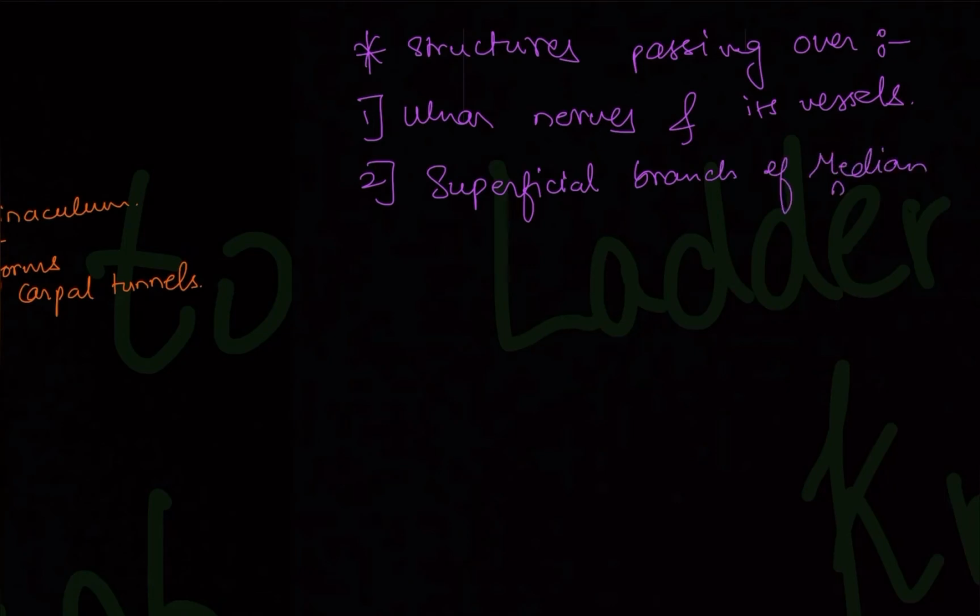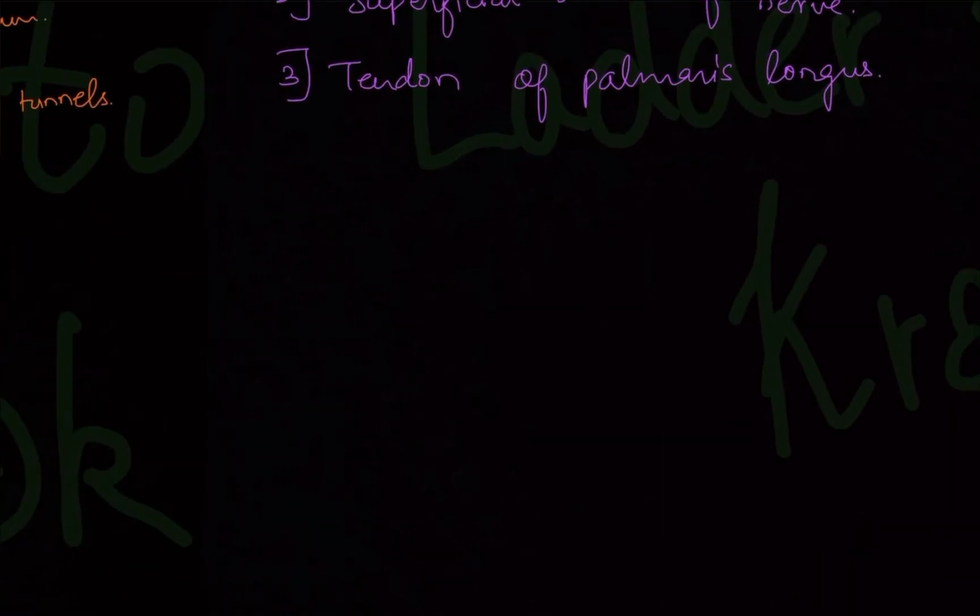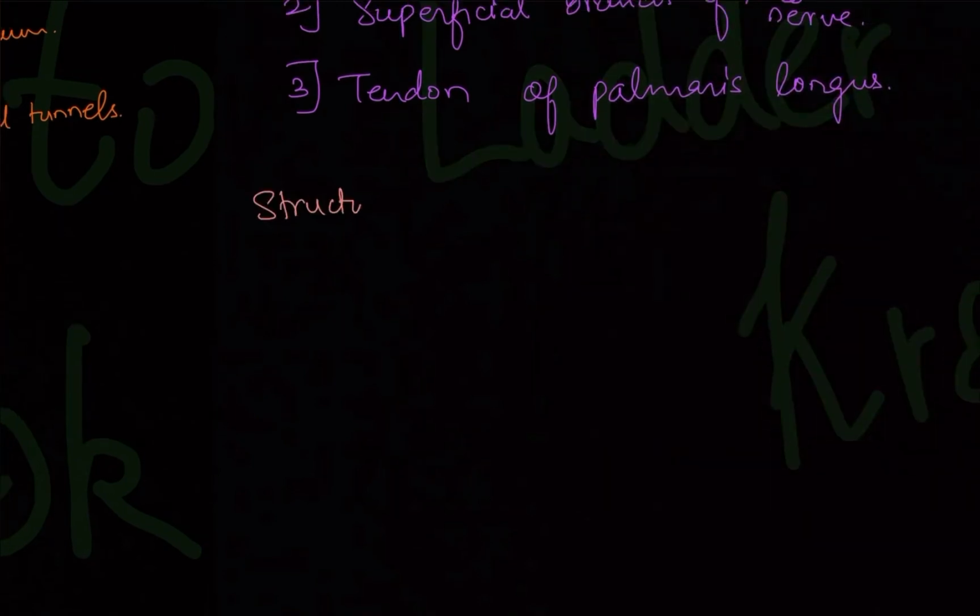Okay, the median nerve gives off many branches, among them the superficial branch, which passes over the carpal tunnel. Then you have the tendon of palmaris longus. This also doesn't pass through the carpal tunnel. So there are three structures which pass over. Now let's look at the structures which pass through. So write down the topic: structures passing through.